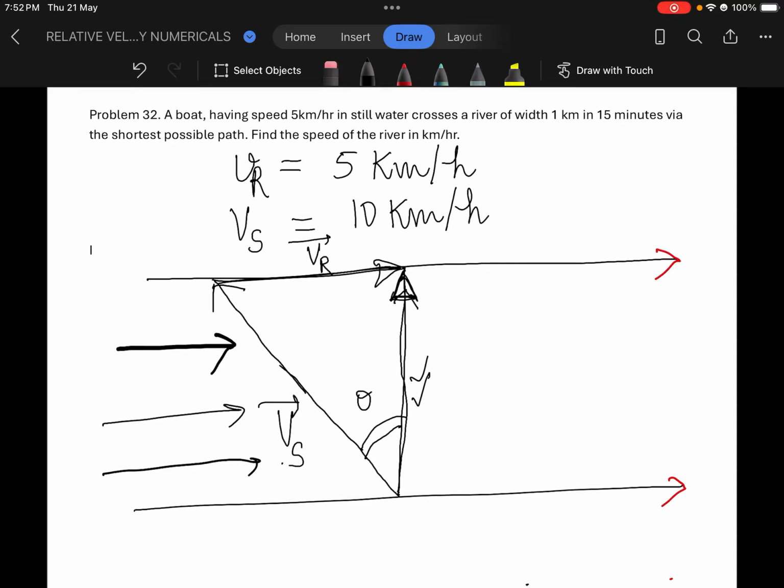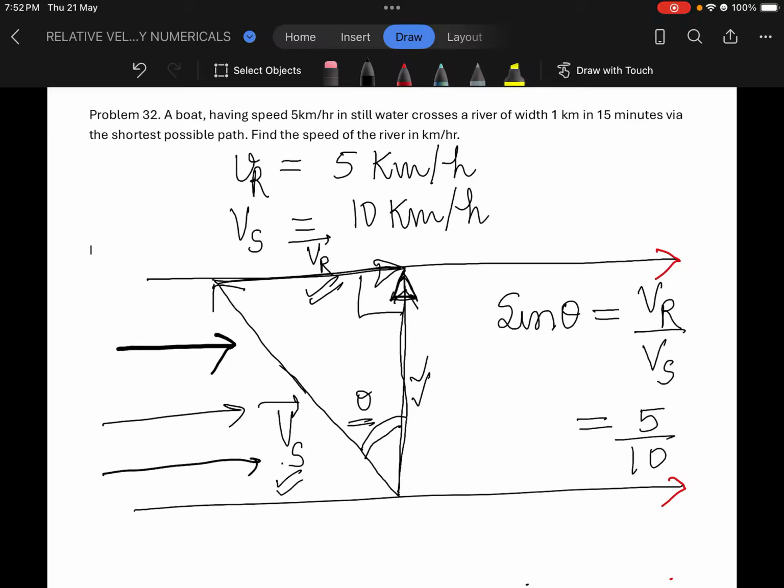So you find out with respect to theta, VR is what? Perpendicular. Vs is what? It is the hypotenuse because it is in front of theta. So sine theta will be equal to VR upon Vs. VR is given how much? 5. Vs is given 10. Means 1 by 2. So for which angle is sine 1 by 2? Sine 30 degree equals 1 by 2. So theta will be 30 degree.